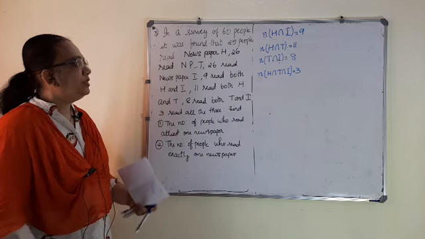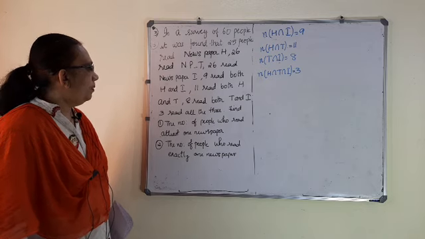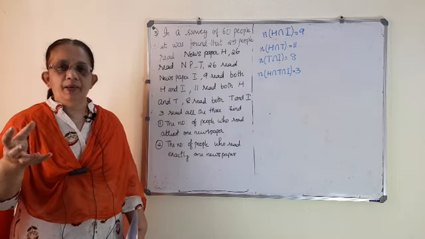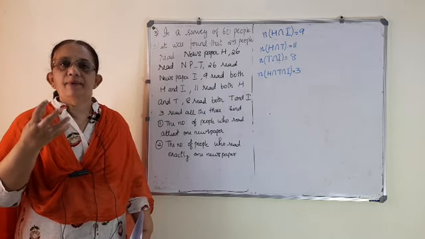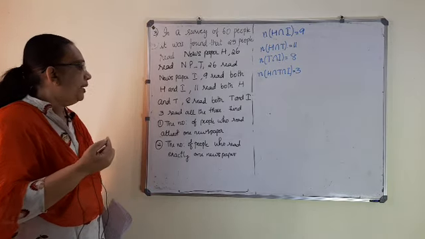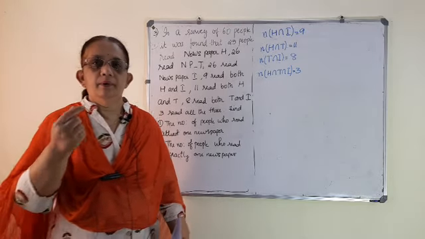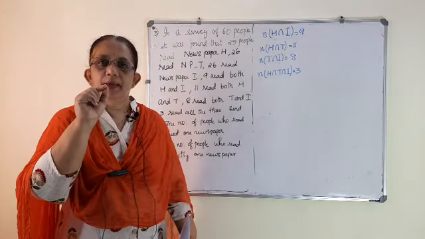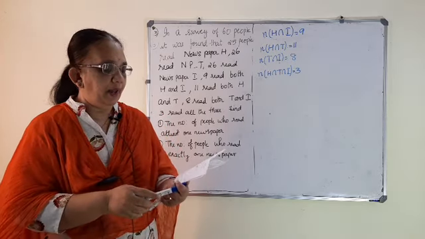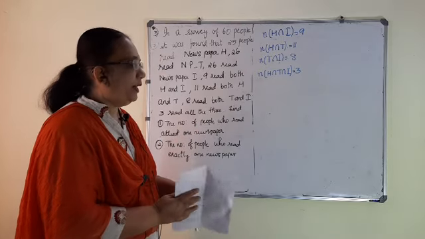The survey was made on 60 people. Find the number of people who read at least one newspaper. The second question: the number of people who read exactly one newspaper. When you select people, he or she should have read at least one newspaper, minimum one paper. So how do you draw the Venn diagram? All of you draw the Venn diagram first.